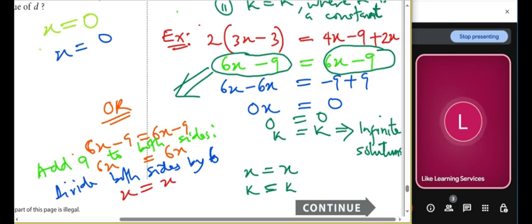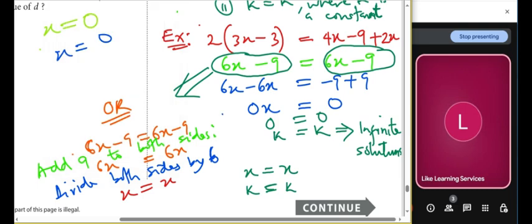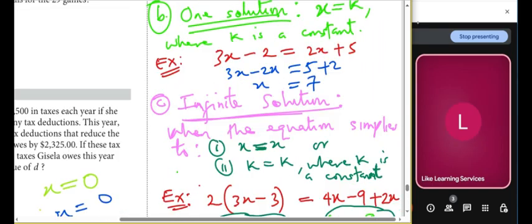So whether you get x equal to x, or 0 equal to 0, or a number equal to a number, then it is correct. It is infinite. It has infinite solutions. So that's that.